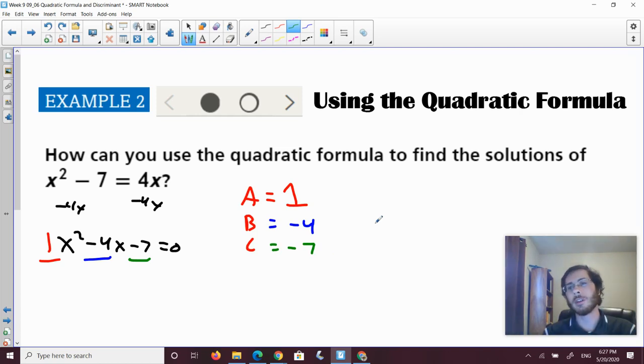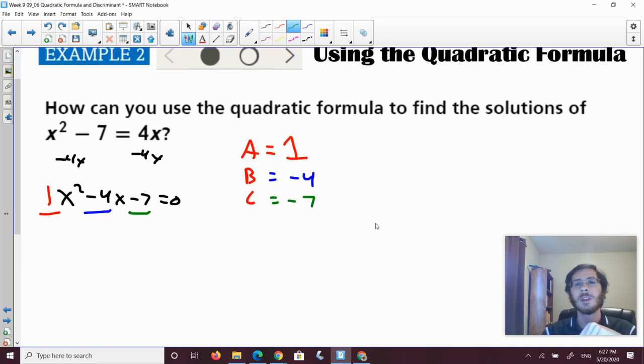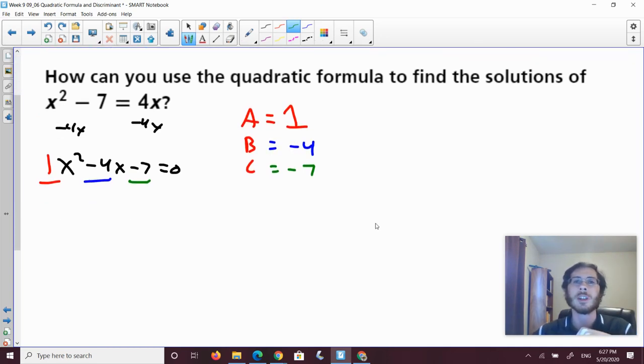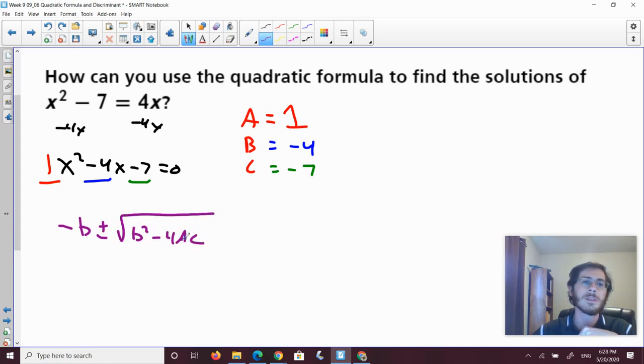So you can see all the letters, when we choose the numbers for them, they keep the signs, but they lose all the variables. So you don't want to put any x's or x squareds in the quadratic formula. It's just going to be numbers in the quadratic formula. The only x is like what our answer is going to be, what our solution is. But when we use the quadratic formula, we're only going to put the numbers in. So the QF is negative b plus or minus the square root of b squared minus 4ac all over 2a, and we just plug everything in.